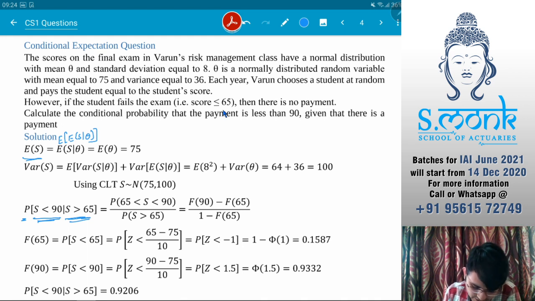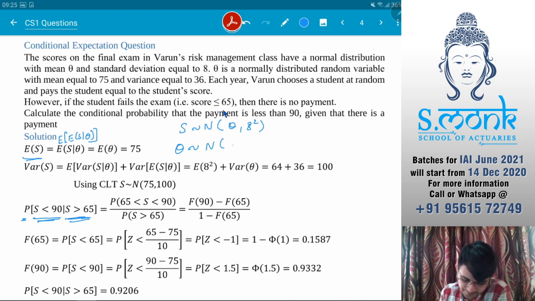First of all, at least for our own convenience, you should write the distributions. That is not necessary in the examination, but I prefer writing the distribution. So I would say score S follows normal distribution with mean theta and variance 8 square, and theta follows normal distribution with mean 75 and variance equal to 36.